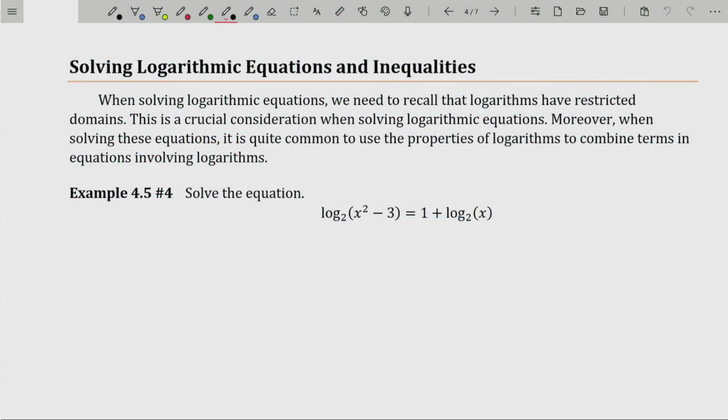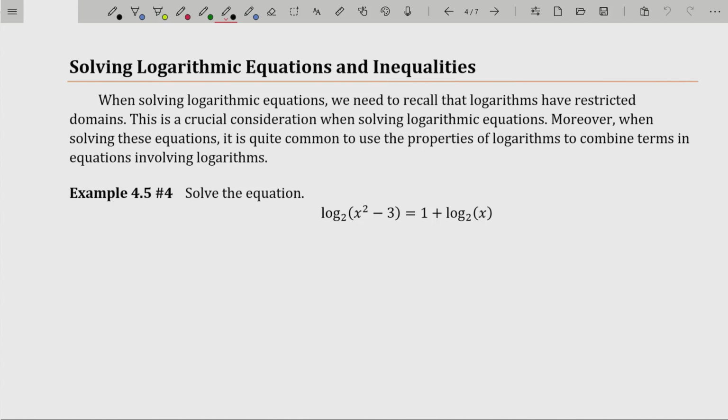Hello, my name is Roy Simpson, professor of mathematics at Cosumnes River College in Sacramento, California. In this video, we're going to continue with solving logarithmic and exponential equations and inequalities. In this one specifically, we're going to focus on logarithmic equations and their inequalities as well.